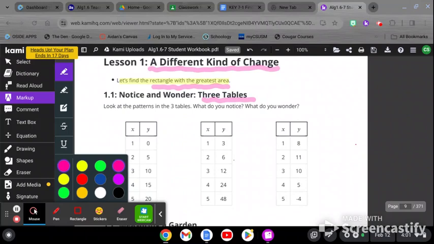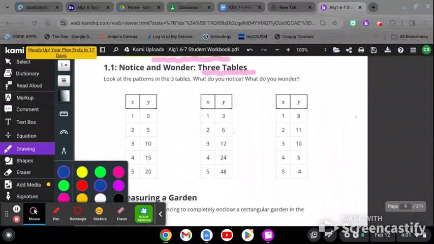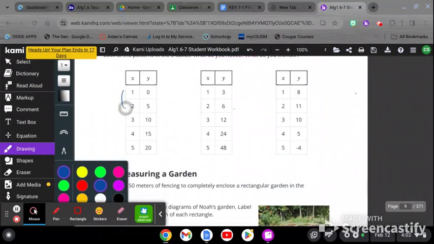So start with your groups. What do you notice and what do you wonder? Pause this video and see what you think. All right. As always, when we do our table work, we're going to want to do some marking up on the table.